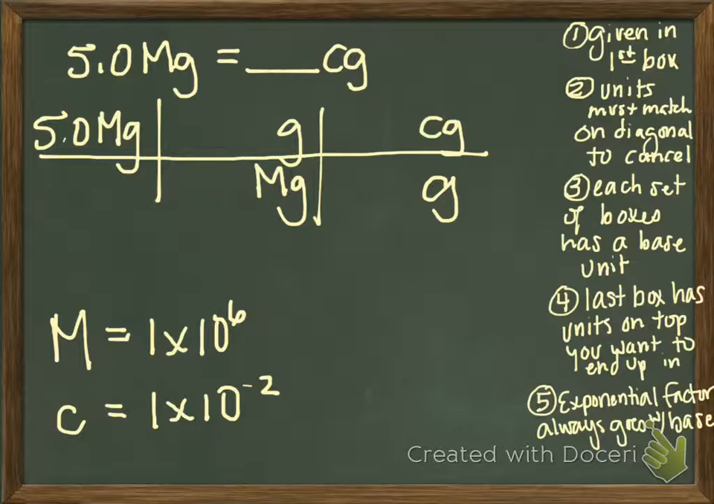Now the trick is, where does that exponential factor go? Well, look at Rule 5. The exponential factor always goes with the metric base unit. How will that look? Like this.